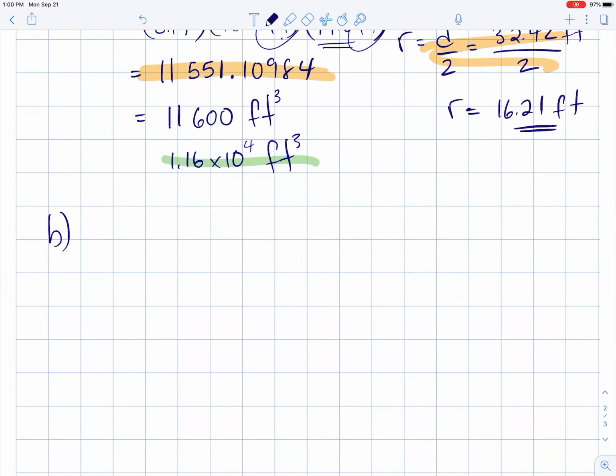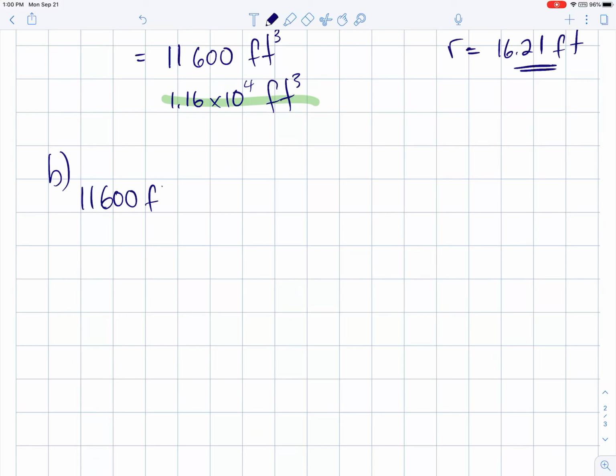What would the volume be in cubic meters? So let's set up some unit multipliers. I'll start by writing my answer, 11,600 cubic feet. And I'm going to want to convert that to cubic meters.